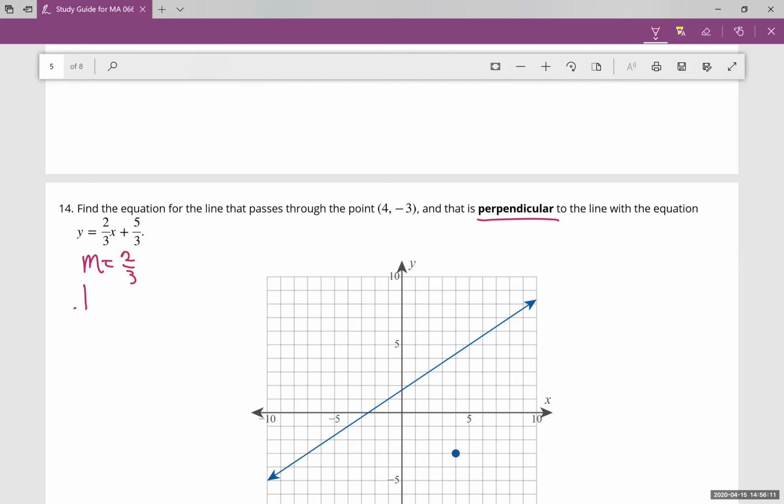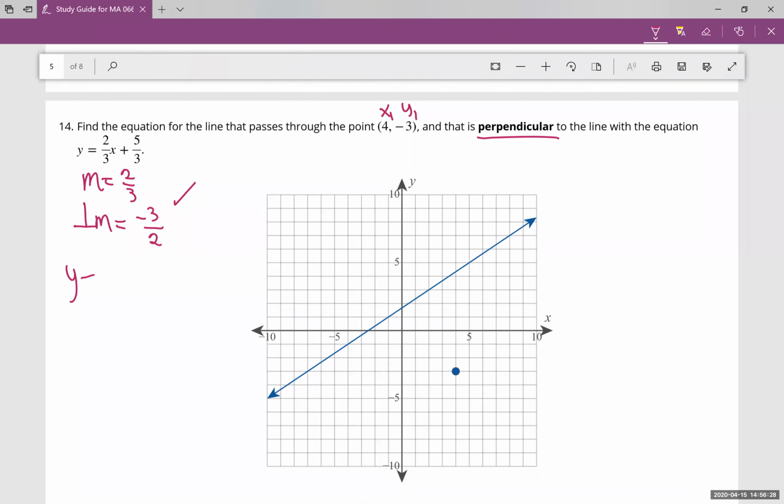Okay, so what is the perpendicular slope, or what is the negative reciprocal? We're going to flip it and make it the opposite sign. So I'm going to use this, and I'm also going to use x1 and y1, and I'll use point slope form: y minus y1 equals m times x minus x1. So y minus negative 3, I'm pulling that negative 3 from my point up here, equals m, which we need, the perpendicular slope, times x minus 4.